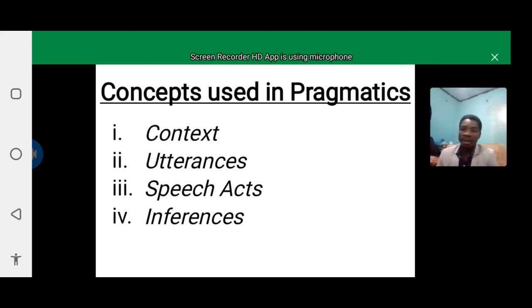Another thing I said is that I'm going to focus on the concepts used in pragmatics. There are so many concepts used in pragmatics, but in this lesson I'm going to focus on four concepts, which are context, utterances, speech acts, and inferences.